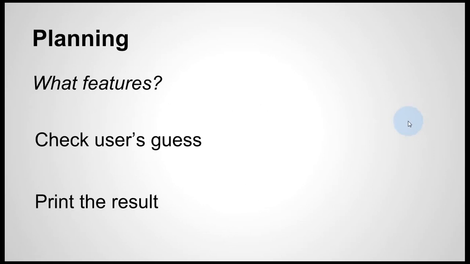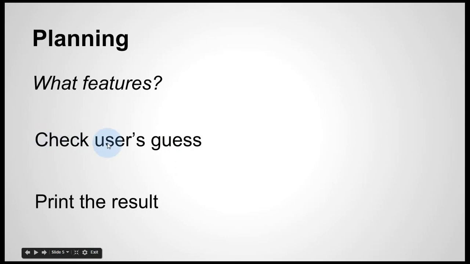We're going to go over the software development process again to create the feature. The first phase, planning phase. What features do we want here? We want to check the user's guess, and then we want to print the result, right? Just to see what is the result of the checking.